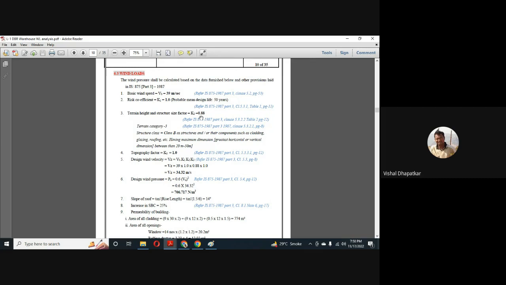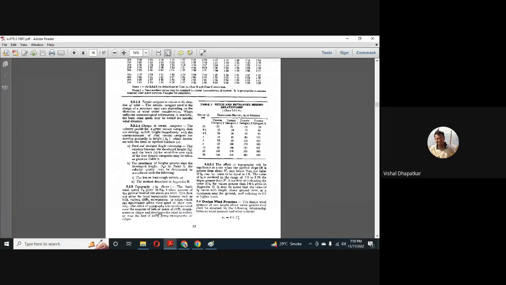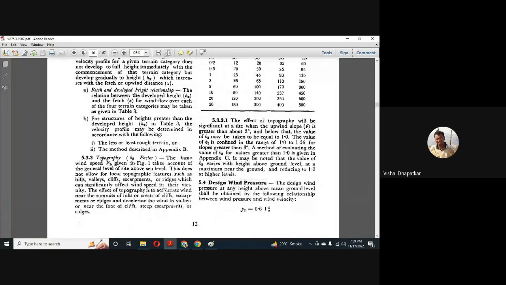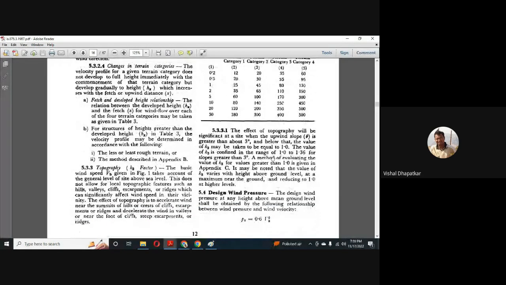So we'll move to the next factor, factor K3. The third factor is the topography factor. Topography, as the word itself denotes, means the nature of the ground: whether it is completely flat ground, or a valley, or a cliff or mountain area. Based on that, this K3 factor is mentioned. In most cases, the effect of topography will be significant at a site when the upwind slope is greater than about 3 degrees, and below that the value of K3 may be taken as equal to 1.